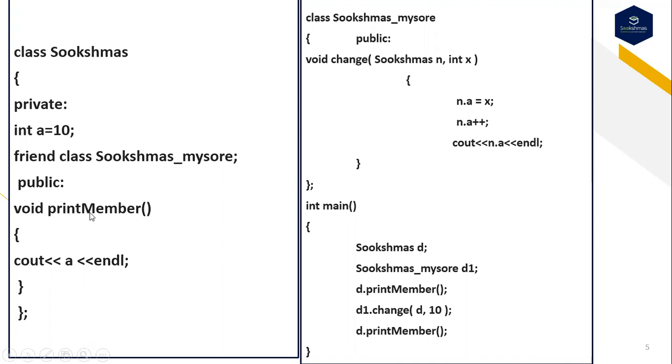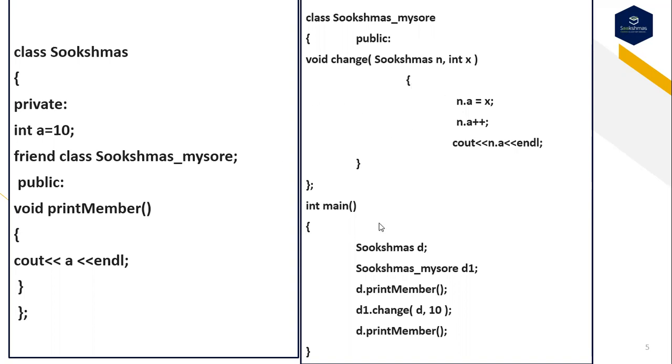And here we have a function called print member. Here I'm trying to display the value of 10, and here one more class is there, class Sookshmas Mysore, and this is the friend of this class called Sookshmas. Okay, this is the concept of friend class. One class is also a friend of another class. And here you have a function called change, and this is parameterized.